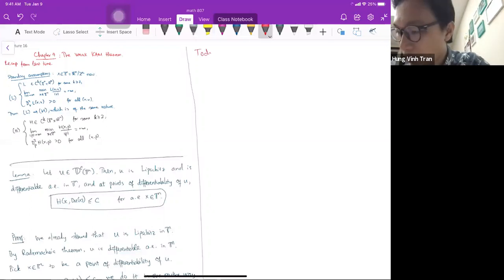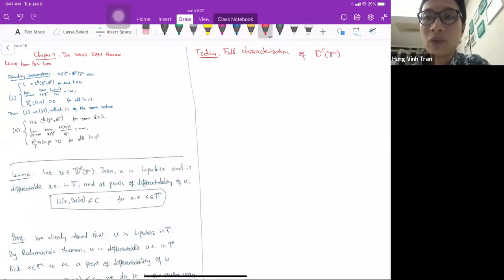We're going to have the full characterization of DC of Tn. Once we have the full characterization of DC of Tn, then we can also see that, and I'll start giving you definitions.